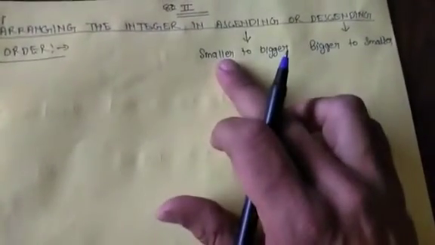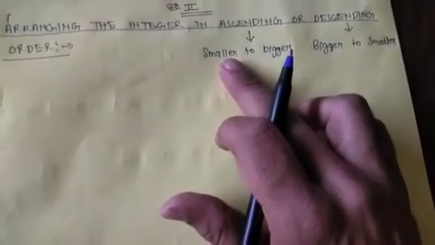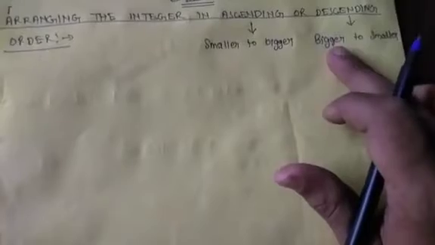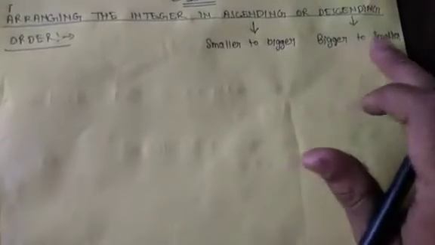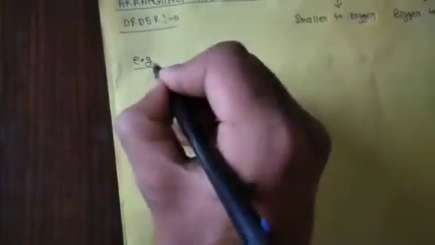That means firstly the smaller number will come, then after that the bigger number will come, then the biggest number will come. In descending order, the biggest will come, then the smaller will come, then the smallest will come. Now we can take an example for the clarification of the concept here.